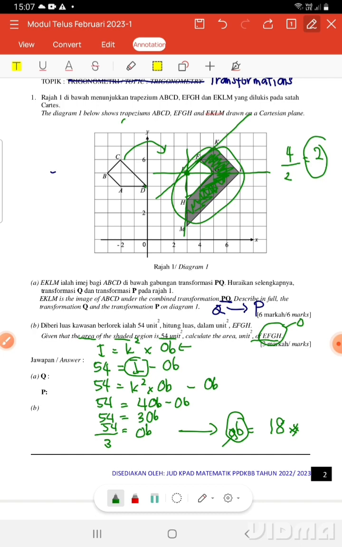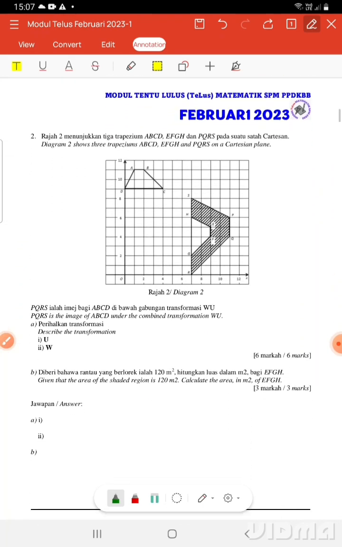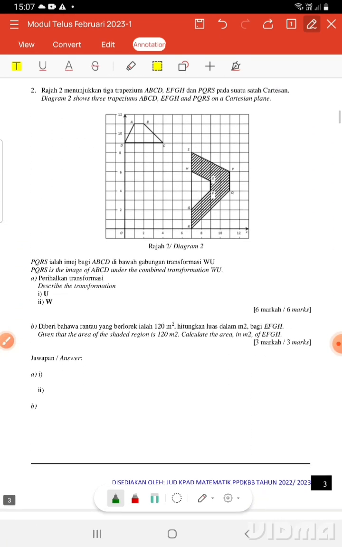Settle for the first question. Let us proceed with the next question. Okay, the next question is quite similar to the first question. Let's study the question.